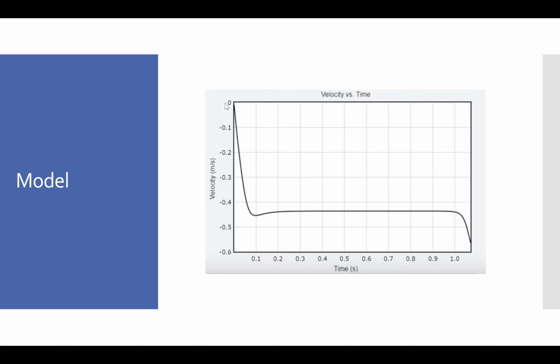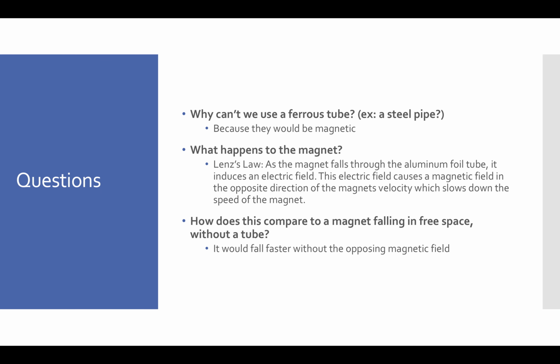So, questions: why can't we use a ferrous tube, for example a steel pipe? Because they are magnetic and there wouldn't be a magnetic current induced. What happens to the magnet? This is Lenz's law, so as the magnet falls through the aluminum foil tube, it induces an electric field, and then this electric field causes a magnetic field in the opposite direction of the magnet's velocity, slowing down the speed of the magnet.